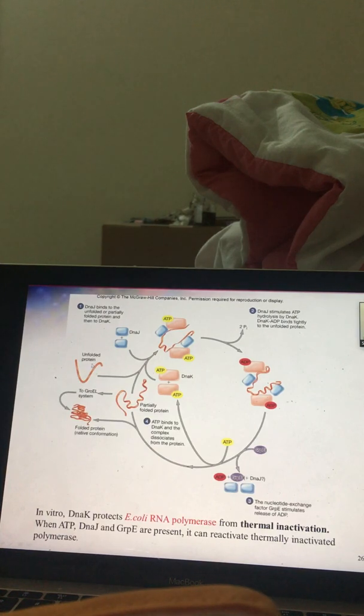So thermal damage usually unfolds the proteins, is what we are showing here. The unfolded protein has to be protected and then again delivered back to its original folded protein form where it will be active again. So just to show you chaperone proteins, and these mechanisms have been deciphered very well in some of these enzyme protections in the E. coli cell.